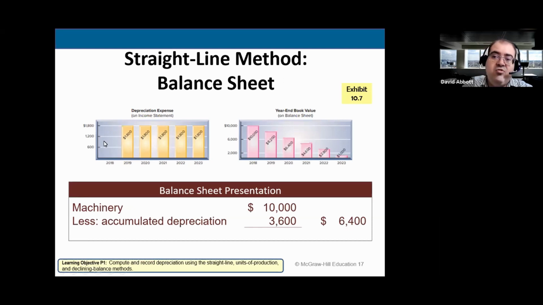So we see here the depreciation expense on the income statement will remain constant, but each year the year-end book value decreases by the accumulated amount of depreciation. So we start at 10,000 and then it goes down, and then in 2023, 1,000. And then on the balance sheet, you would see machinery 10,000, less the accumulated depreciation of 3,600. So the machinery book value is $6,400.